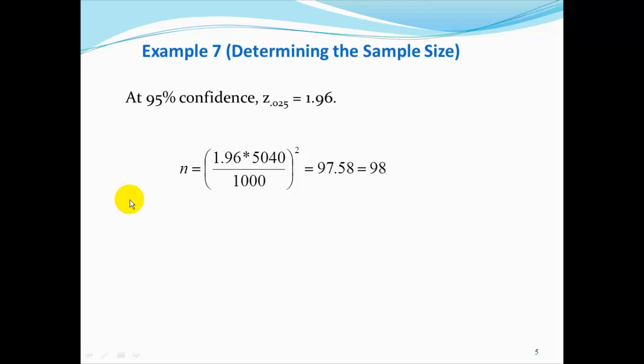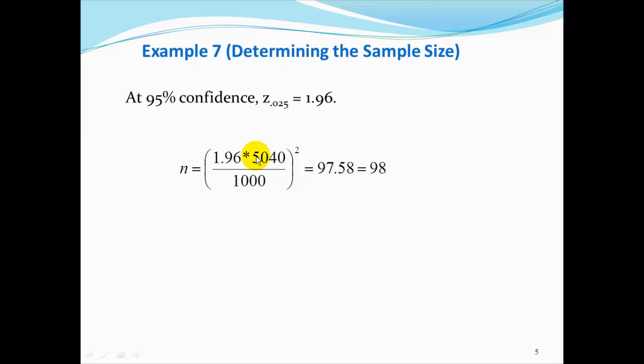At 95% confidence, our Z alpha over 2 value is 1.96. Using our sample size formula, we plug in our Z alpha over 2 value, our standard deviation value, and our max desired error 1,000, and we obtain 97.58. Since we must sample at least 97.58 items in order to produce that error of 1,000 or less, we must sample 98 people.